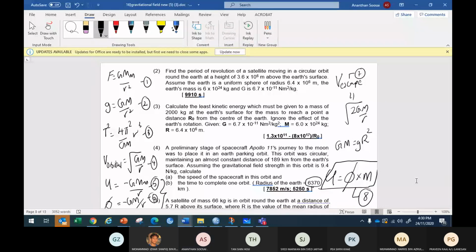Okay. A preliminary stage of the spacecraft Apollo journey to the moon was placed in an Earth parking orbit. This orbit was circular, maintaining an almost constant distance of 189 kilometers from the Earth's surface. Assuming the gravitational field strength in this orbit is 9.4, calculate the speed of the spacecraft in the orbit.